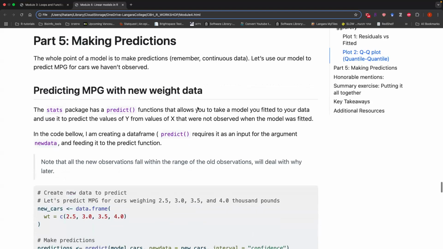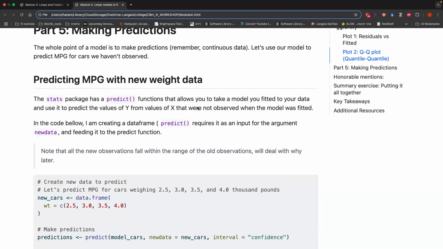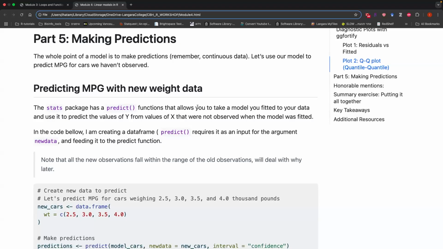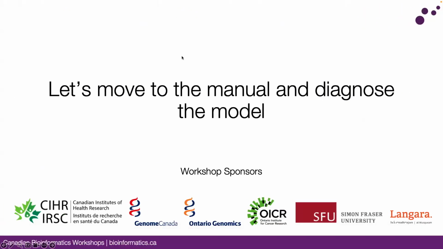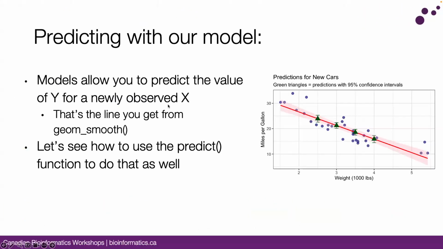All right, so now comes the even more exciting part. Again, the goal of our using LM is to try and predict, right? Every time we use a regression, the idea is we're trying to predict something. The package stats has a predict function. Before we talk about it, let me just run through what it does. Models allow you to predict, in our case, y for a newly observed x.